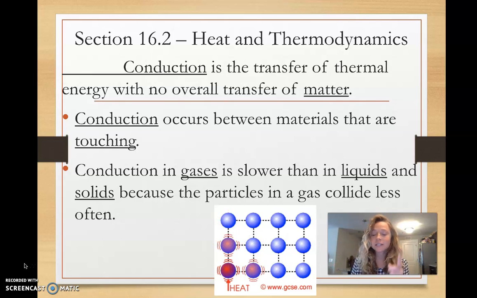So conduction in gases is going to be slower than in liquids and solids. Because if you remember section 16.1, gases, their particles are going to collide less because their particles aren't close together. Remember, they're kind of spread out, colliding into each other. So they don't have as much contact. So it's going to heat slower due to the particles not touching as much. Liquids and solids, they're kind of closer together, so they're going to be bouncing back and forth so it can conduct heat or conduct thermal energy better.